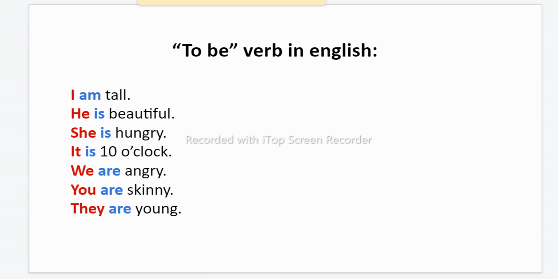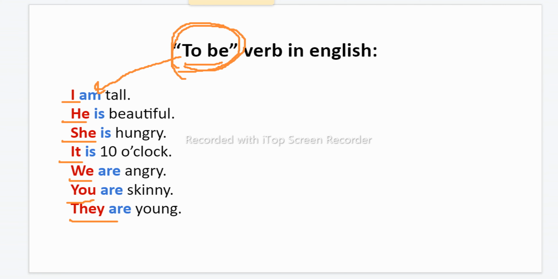Okay, so if you don't know what a personal pronoun is, then I, he, she, it, we, you, they, these are personal pronouns. And am, is, are, these are the conjugated forms of the verb to be. This is the verb to be, and these are the conjugations of this verb in present tense. So we will learn personal pronouns and how to conjugate the verb to be. So let's move on to the next slide.